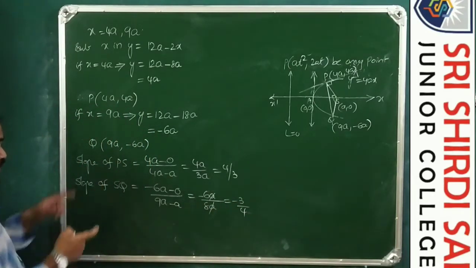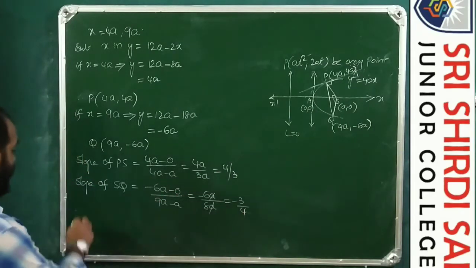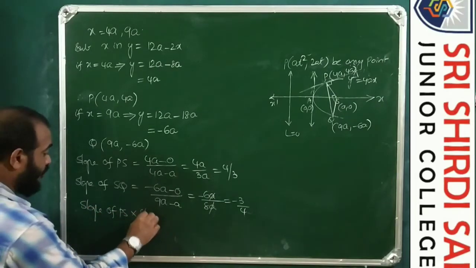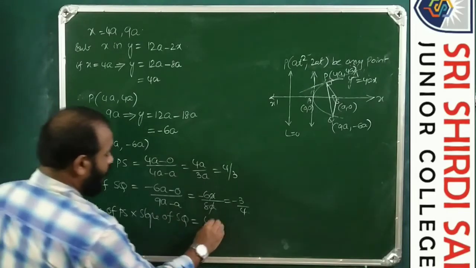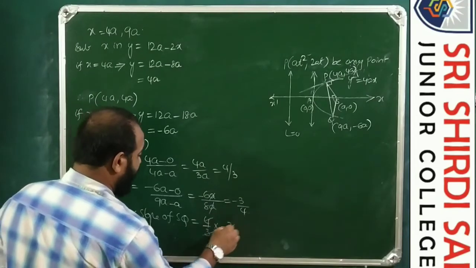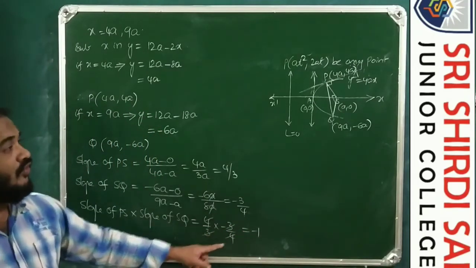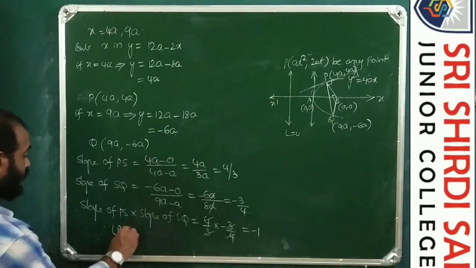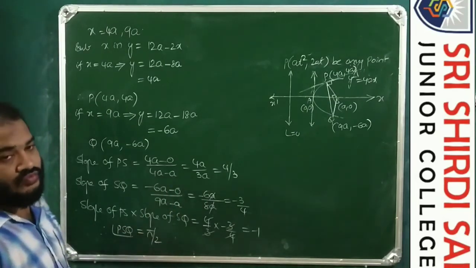Here, slope of PS into slope of SQ is equal to how much? 4 by 3 into minus 3 by 4. 4 gets cancelled, 3 gets cancelled, minus 1. Since the product of slopes is minus 1, therefore angle PSQ is equal to 90 degrees, is what we needed to prove.